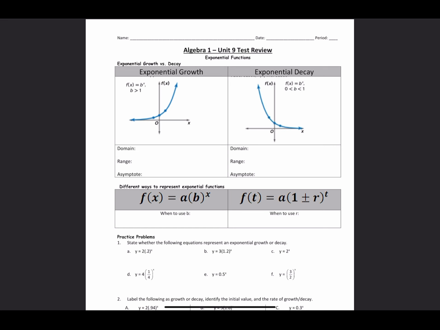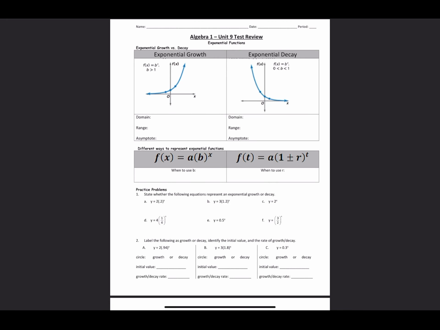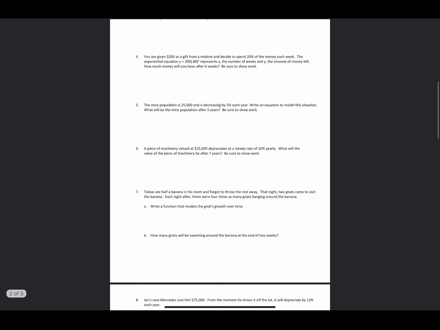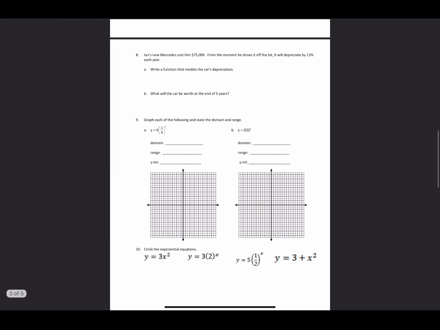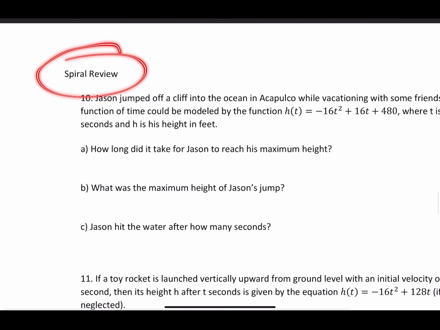This entire review is comprised of exponential growth or exponential decay. I'm going to go through each section, maybe do quite a few of a lot of these because they're pretty similar, and try to point out a few things. At the very end of the review, there's word problems on the next page. At the very end of the review, there's a section called Spiral Review.